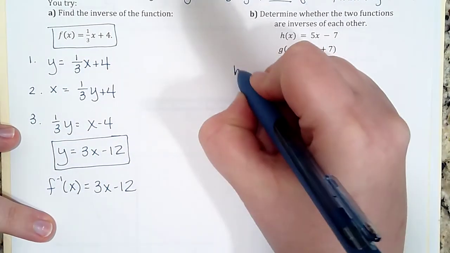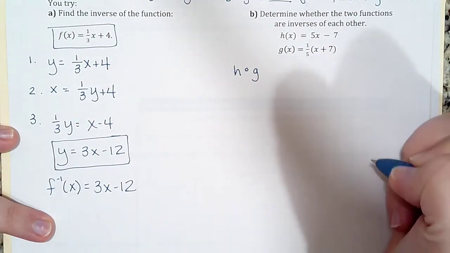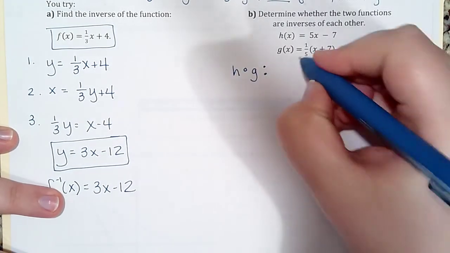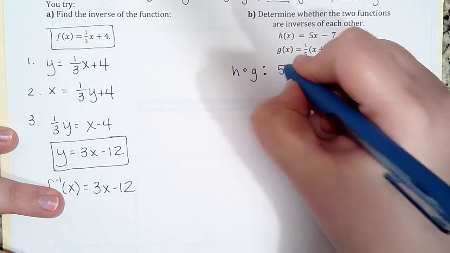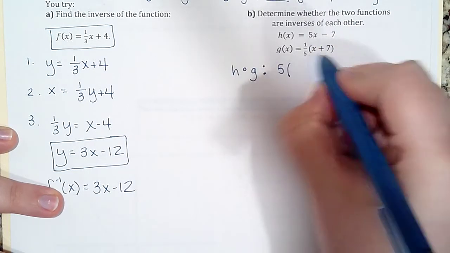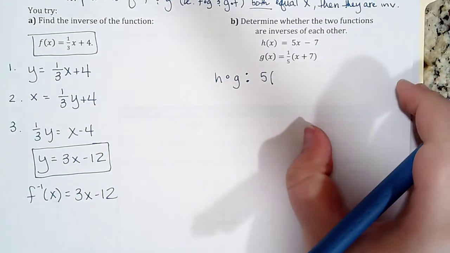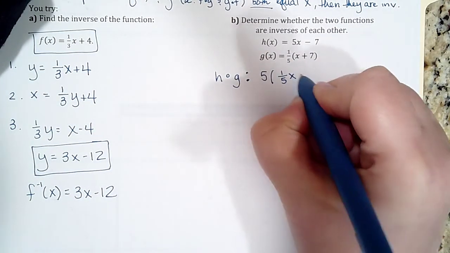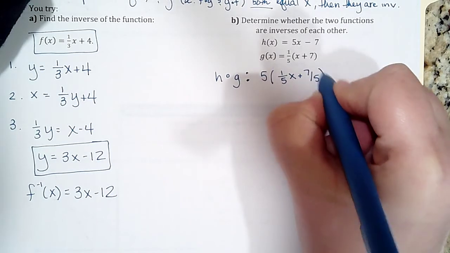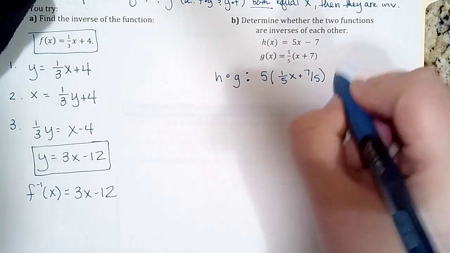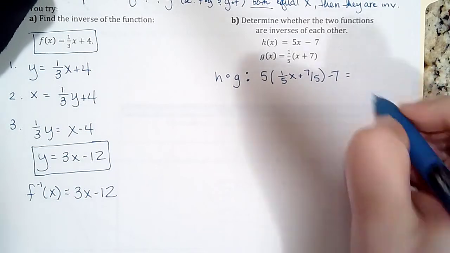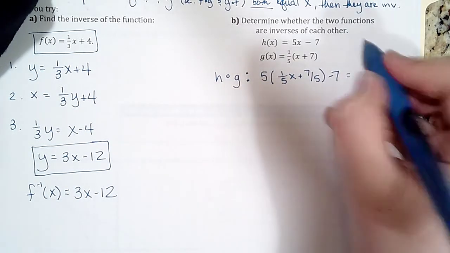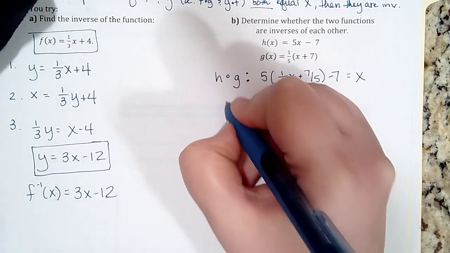All right, first we have to find h of g. That one is going to be 5 outside of, and I'm going to simplify this just because I don't want to put in that many parentheses. So it'd be 1/5 x plus 7/5 minus 7. That equals, this is 1x, that would be positive 7 minus 7, so that equals x, which is good.